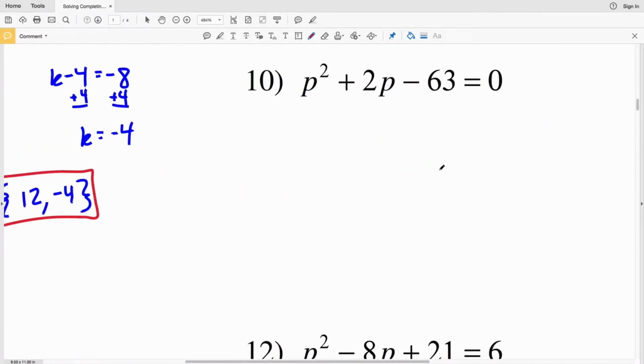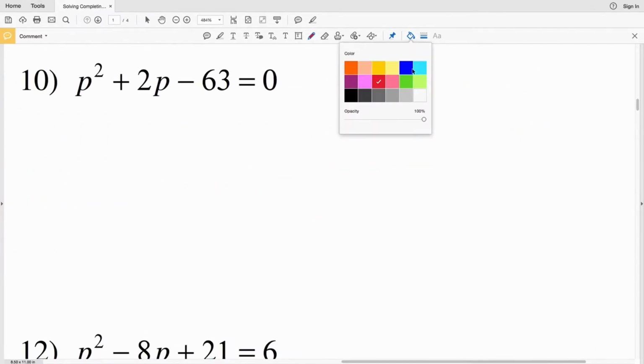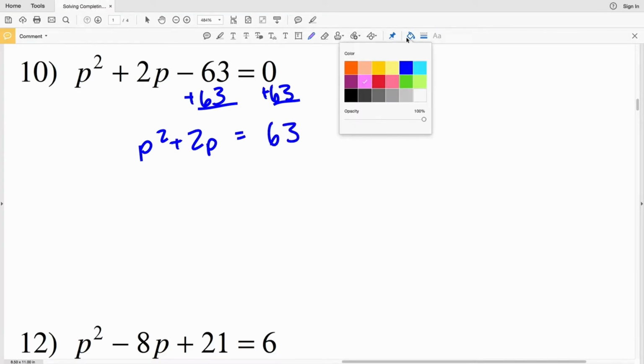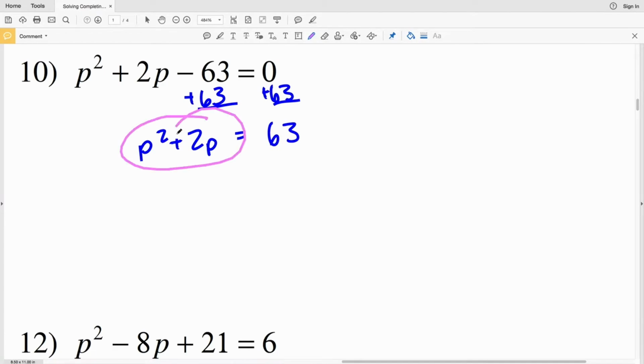Let's continue on to number 10. In number 10, we'll start by adding 63 to both sides. So adding 63 to the left and adding 63 to the right, we'll have p squared plus 2p equal to a positive 63. Now we need to figure out what that c value is in order to complete this square. If b is a positive 2, then c will equal 2 over 2 squared, which is 1 squared, which equals 1. So we're going to be adding 1 to both sides.